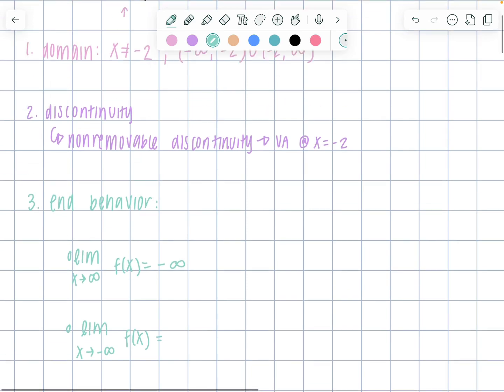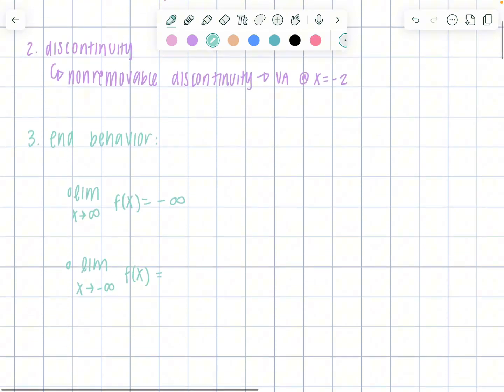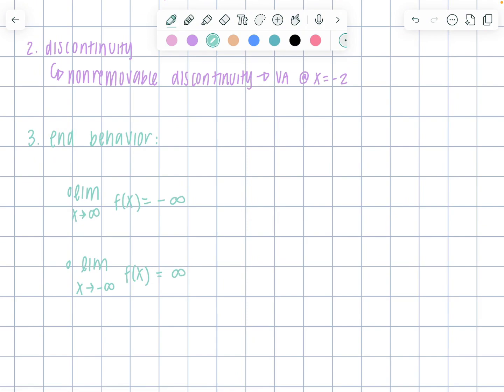Next, when we plug in a negative infinity to our function, it would instead give us a large positive number on the numerator and a large positive number in the denominator. So this time, the limit would be positive infinity.